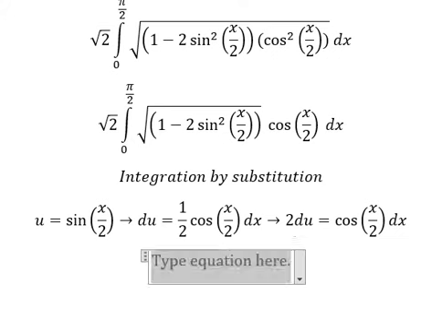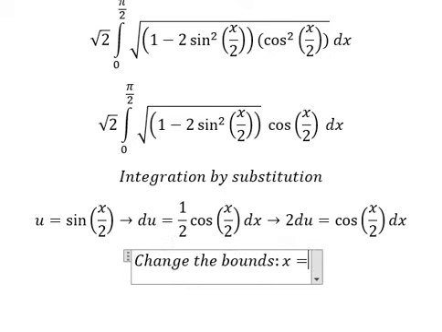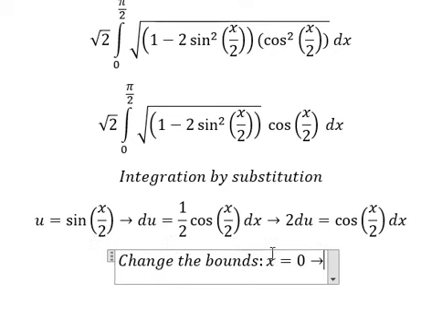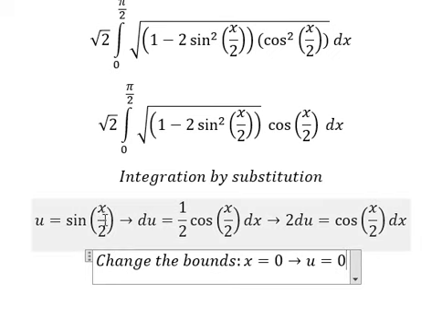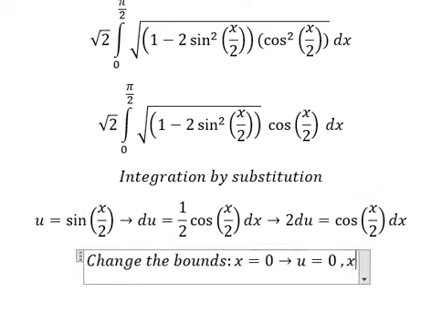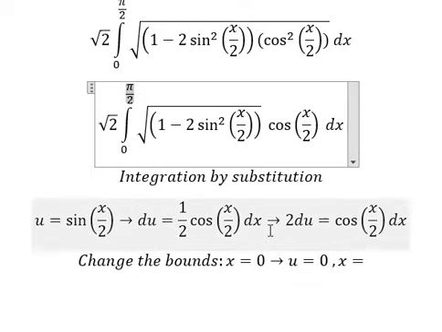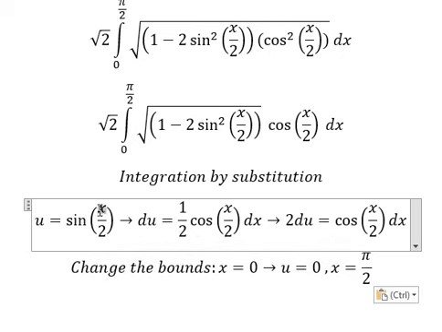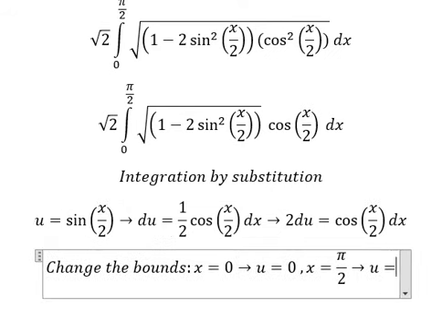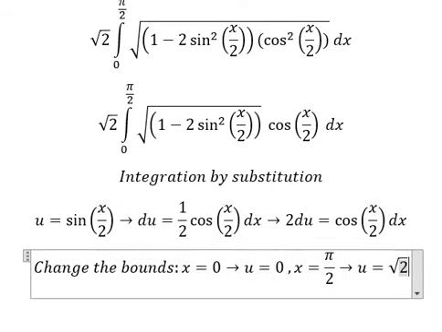Next, we change the bounds. When s equals number 0, we put number 0 in here, so you get u equal to number 0. Sine of number 0, you get 0. When s equals b over 2, we put b over 2 in here, you get sine b over 4. Sine b over 4 is the square root of number 2 over 2.